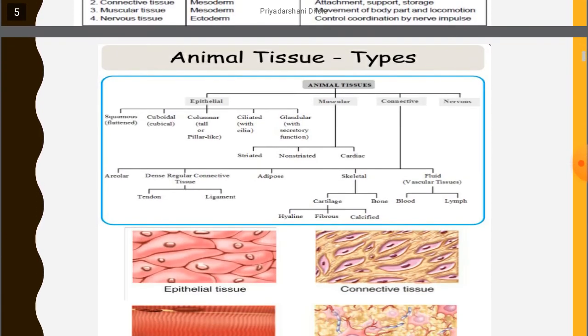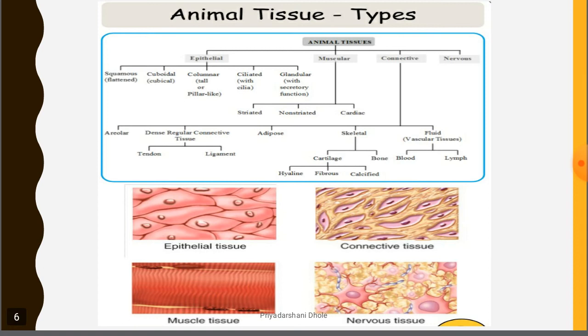Now, what are the animal tissue types? As already discussed: epithelial, muscular, connective, and nervous. Now, epithelial tissue is again divided into different types: squamous epithelium, cuboidal epithelium, columnar epithelium, ciliated epithelium, and glandular epithelium. It depends on their shape and function.